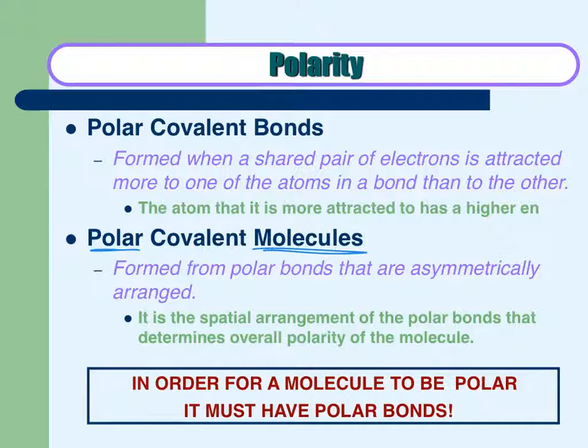One thing to keep in mind is that you cannot have a polar molecule unless you have polar bonds. If none of the bonds involved in that molecule you're looking at are polar bonds, then your molecule can't be polar. So that's another good way to start ruling some things out. Take a pause if you need it.